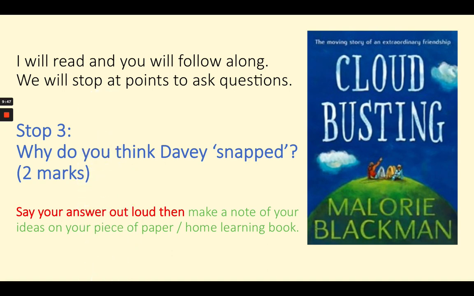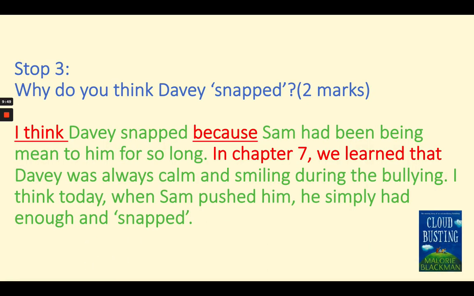Well done. Here's my answer. I think Davy snapped because Sam had been being mean to him for so long. 1 mark. That's my answer. My second mark will come with my evidence. For example, in Chapter 7, we learned that, there's my evidence, we learned that Davy was always calm and smiling during the bullying. I think today, when Sam pushed him, he simply had enough and snapped.